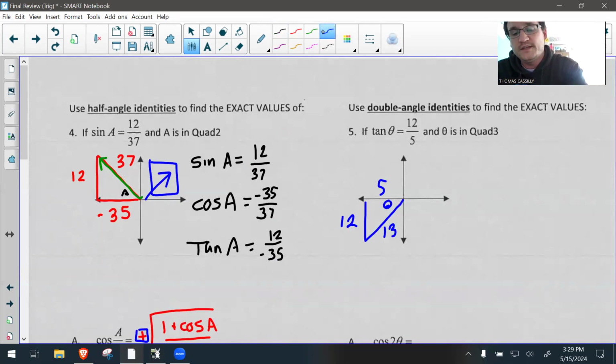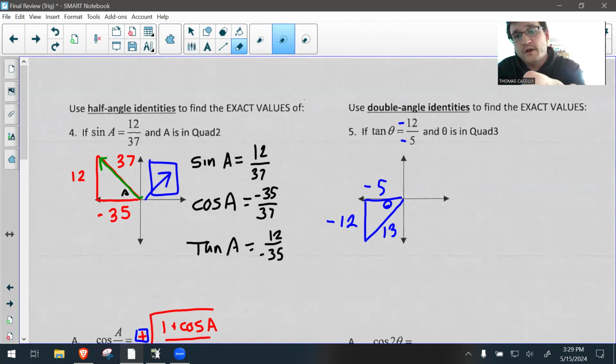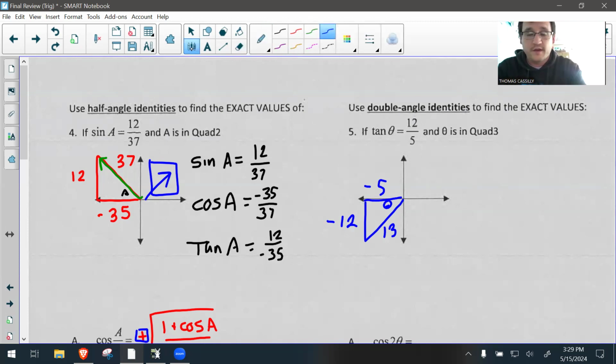And then one thing I did forget is this is going in the negative x direction, right? And it's also going negative in the y direction. So both of those are negative. So this is really, you could think of it as negative 12 over negative 5. But a negative divided by a negative is a positive. So that's why up top we don't write those in there. But that does affect the sine and the cosine. So that's just something that we have to be mindful of here.